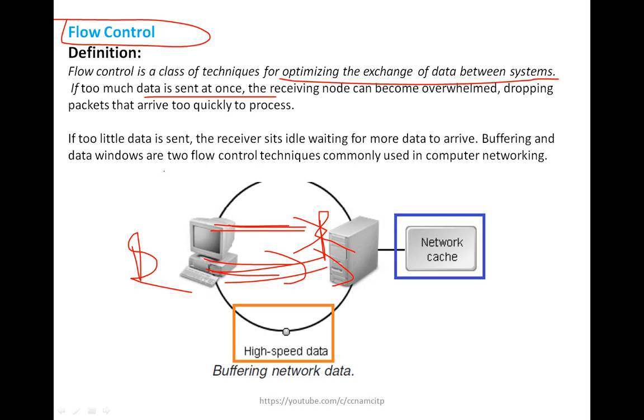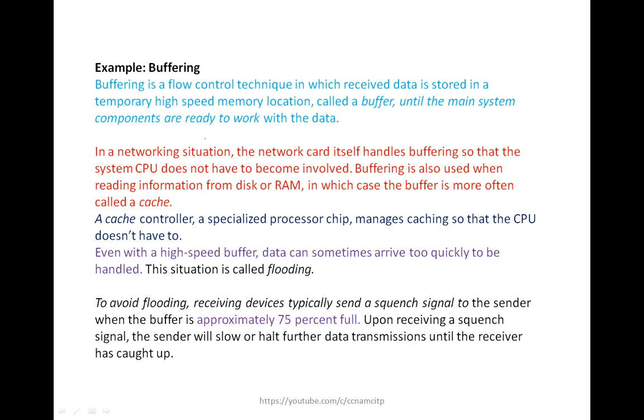Buffering and data flow are two flow control techniques. So buffering: we generally stream any video and all. At that time certain data came, but we cannot play the video, we need to wait for certain time. That is known as flow control. So guys, we have to understand a couple of things here.